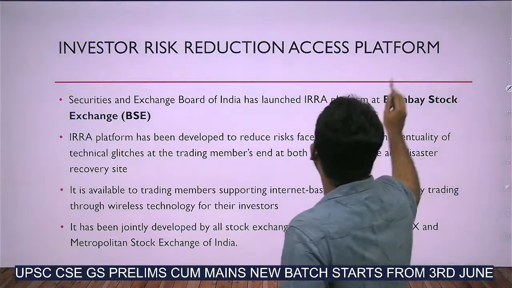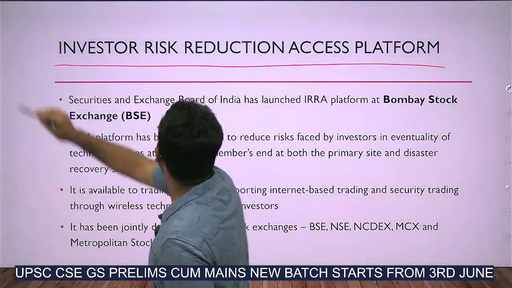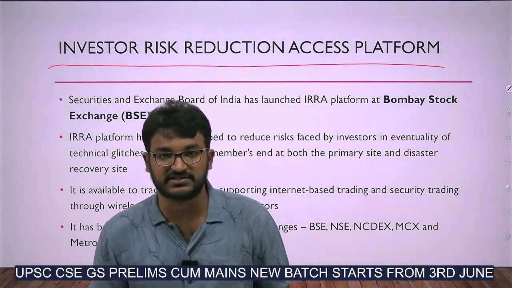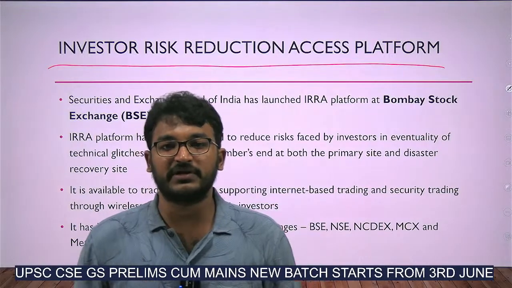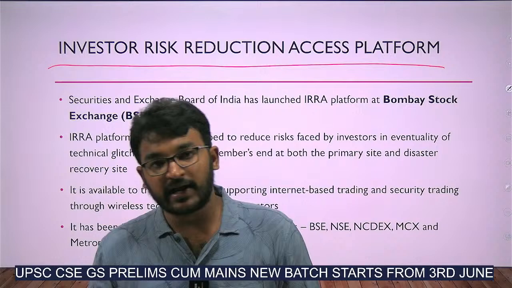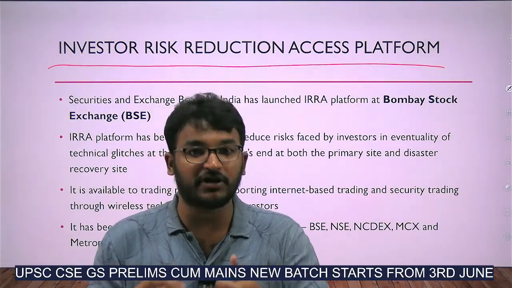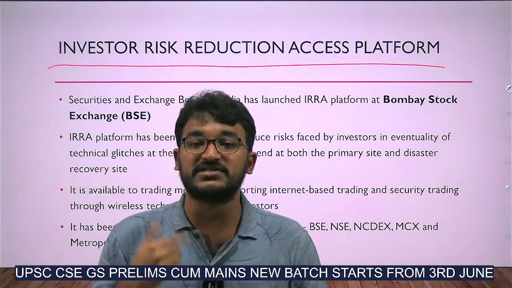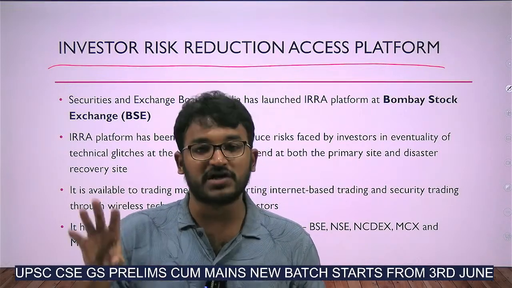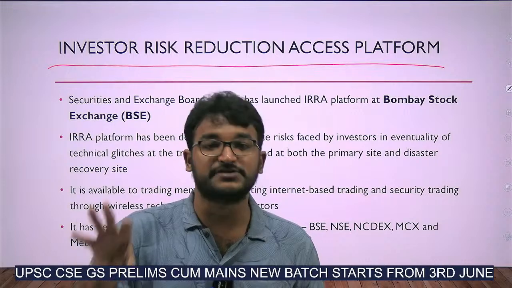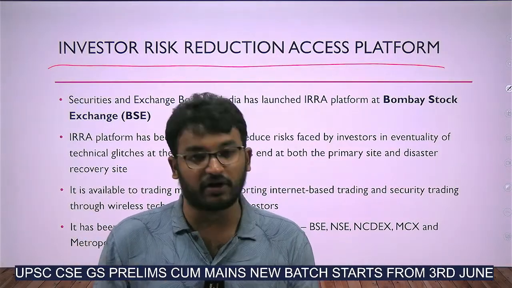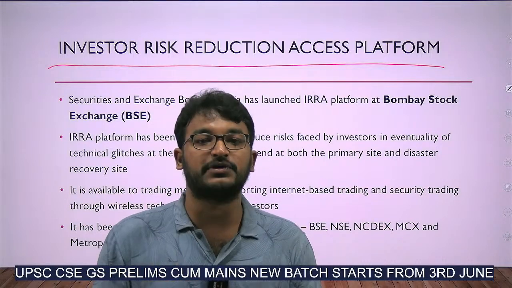Next, investor risk reduction access platform. What is this? We all know that there will be a number of risks while investing in the stock market. These risks can be of price fluctuation, but there is also a chance of risk due to technical glitches, power glitches and all. Settlement can take place with a delay, and all these possibilities are there.